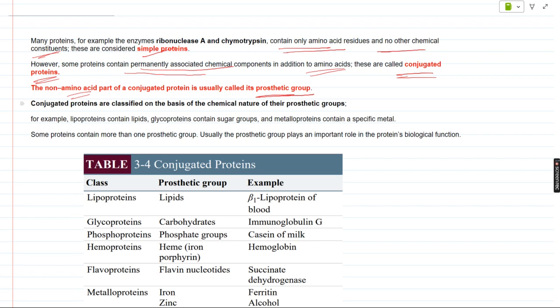Conjugated proteins are classified on the basis of the chemical nature of their prosthetic groups. For example, lipoproteins contain lipids as their prosthetic group, glycoproteins contain sugar groups, and metalloproteins contain specific metals. Some proteins may also contain more than one prosthetic group. Usually the prosthetic group plays a very important role in the protein's biological function. Every protein is designated for a particular biological function, and the prosthetic group aids the protein in achieving it.